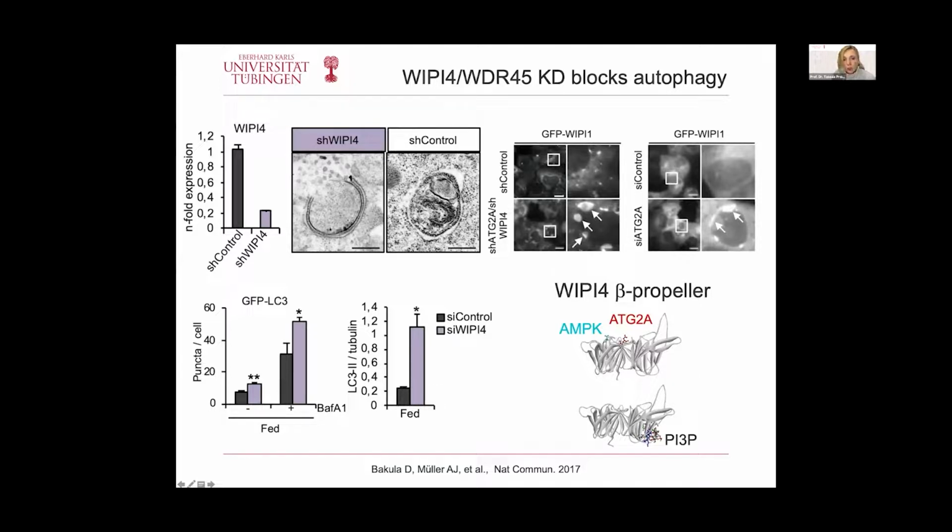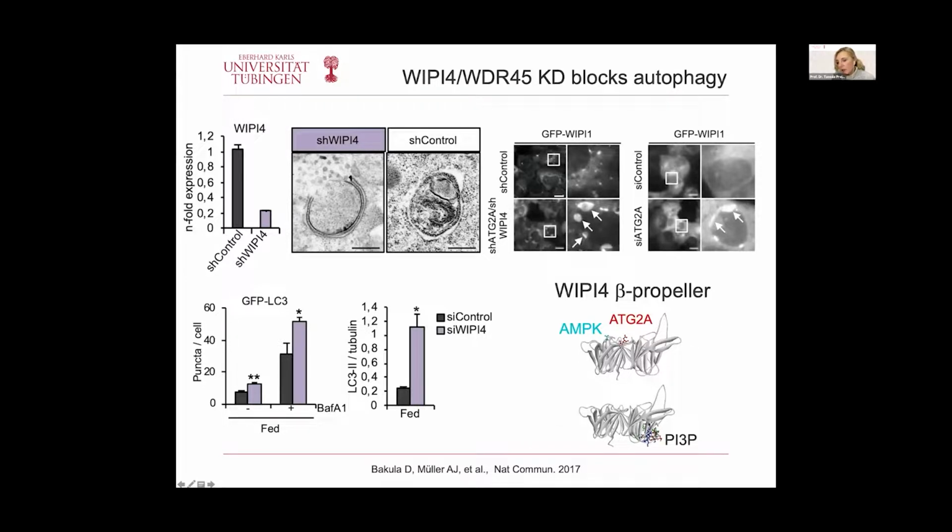that early structures elongate. This is also shown here in high throughput analysis. And when we knock down WIPI4 in human cells, we again see that autophagy is blocked, shown here by the accumulation of GFP-LC3 puncta per cell, and also in this lipidation assay.